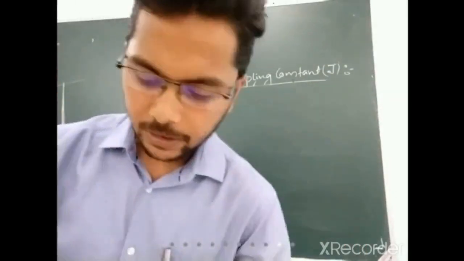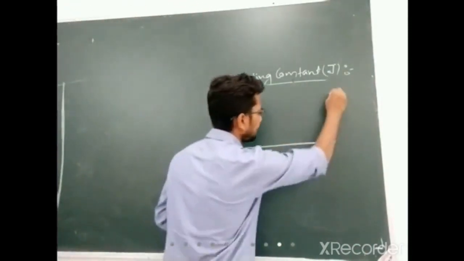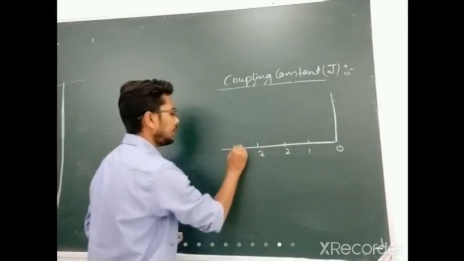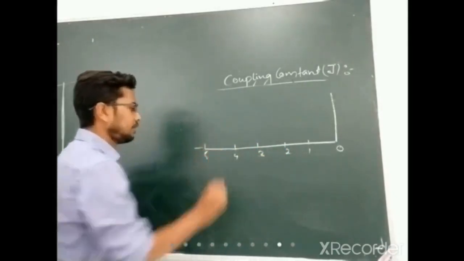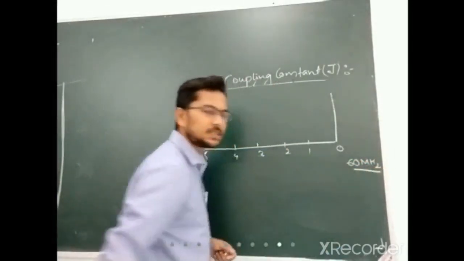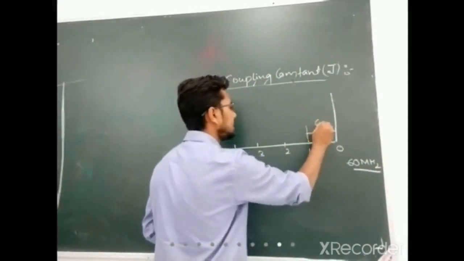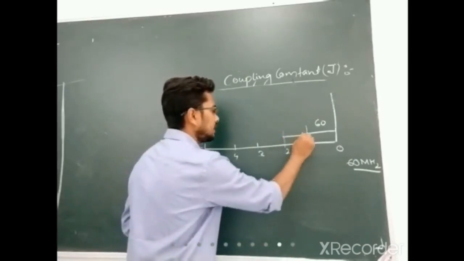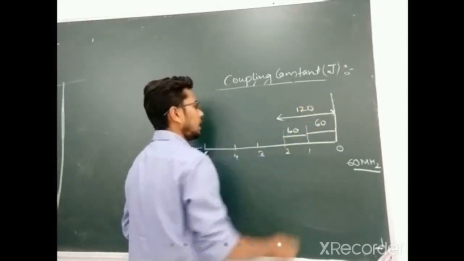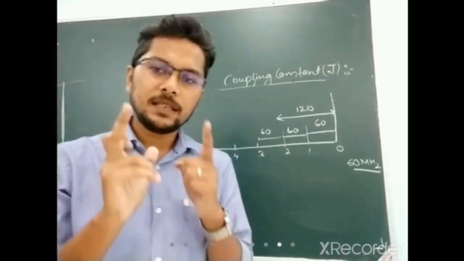One more thing I wanted to tell you earlier, but I'm telling it again now. If you have a delta scale here, which is 0, 1, 2, 3, 4, 5, and you are recording it in a 60 megahertz NMR, then the difference between this and this is 60. Again, this and this is 60, so the total difference becomes 120. So one unit in the delta scale is 60 hertz.